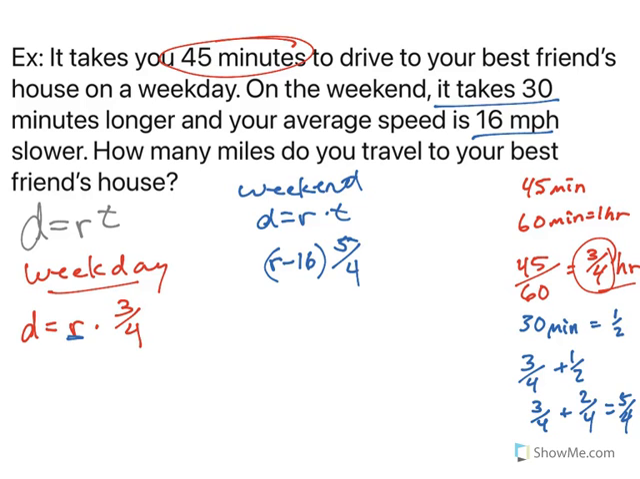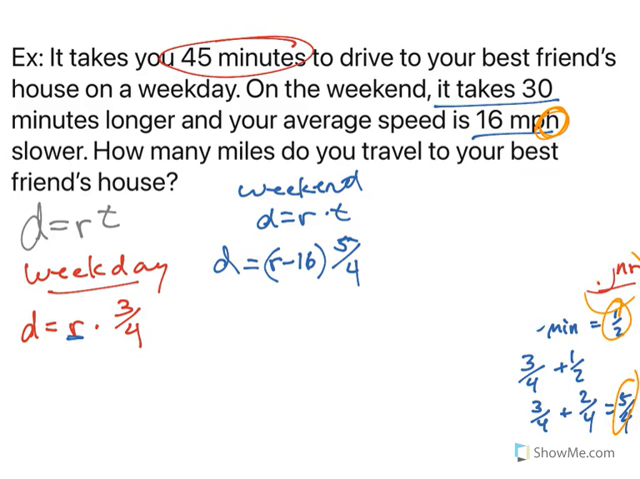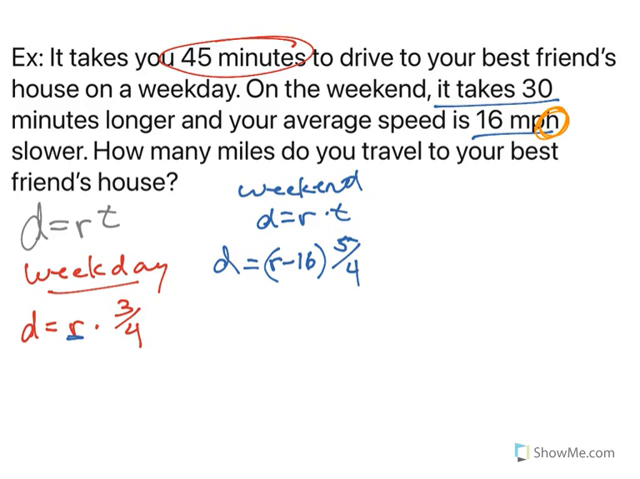Hopefully it just dawned in your head why we needed to change these to hours, like our time to hours, because our speed is in miles per hour, not miles per minute. Okay, so back to my weekend. I know my rate is 16 miles slower, so now I have two formulas. And you might be thinking, well, that doesn't really help me. Well, sure it does. We know that both this chunk, R times 3/4, and 5/4 times the quantity R minus 16, both of those are equal to D.